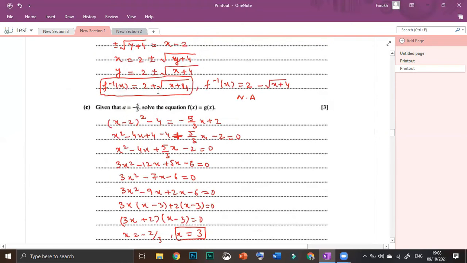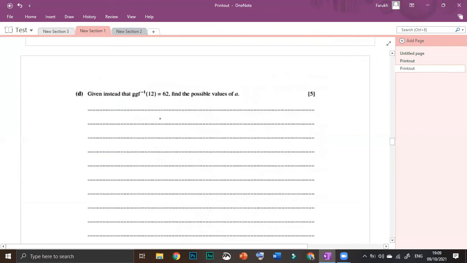f inverse is 2 plus under root x plus 4. If we put 12 in the place of x, we will get 2 plus under root 16. We put 12 in the f inverse of x. Now under root 16 is 4 and 2 plus 4 is equal to 6. So the value of f inverse 12 is equal to 6. This will make this question a bit simpler. So g of 6 is equal to 62.